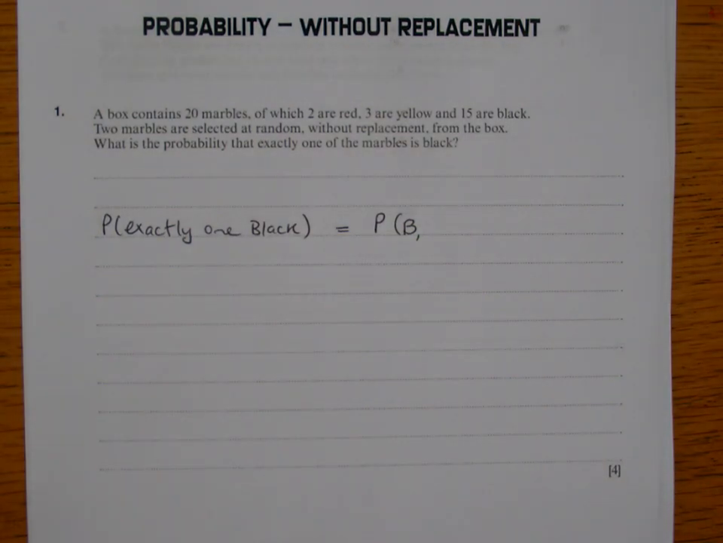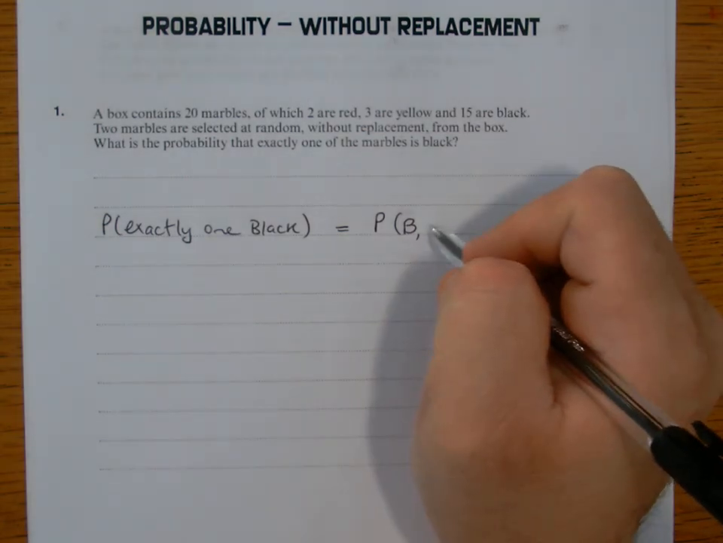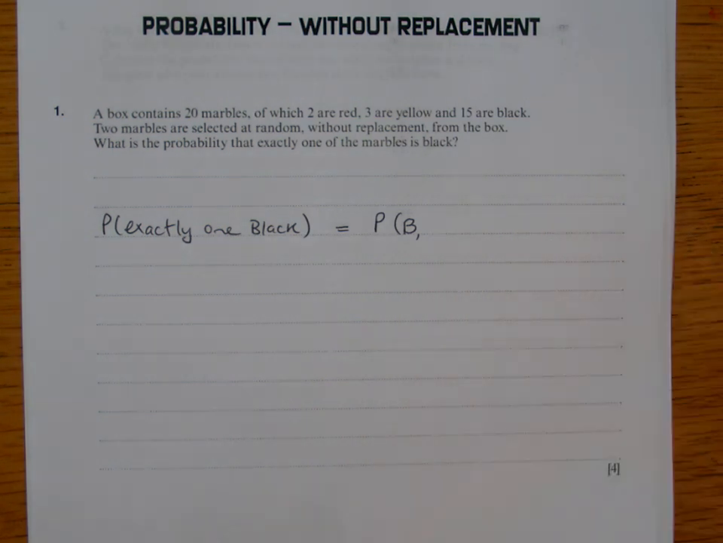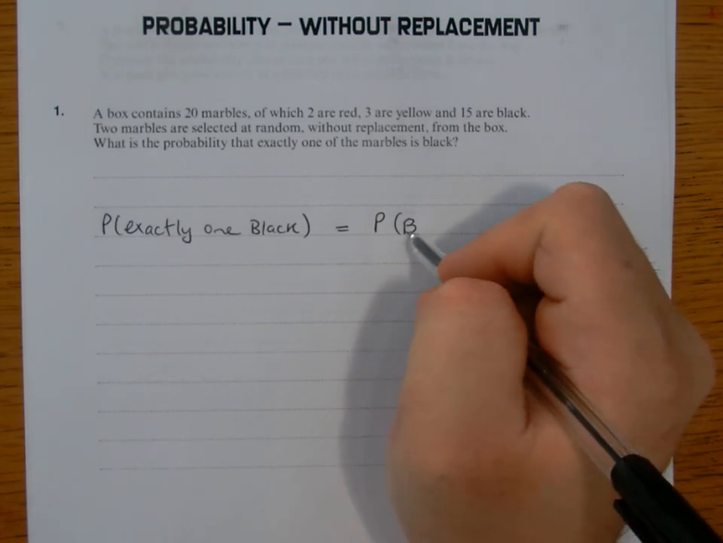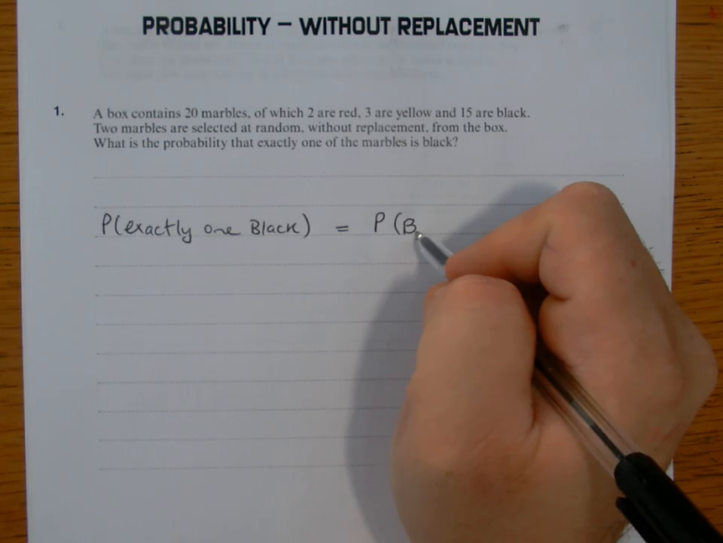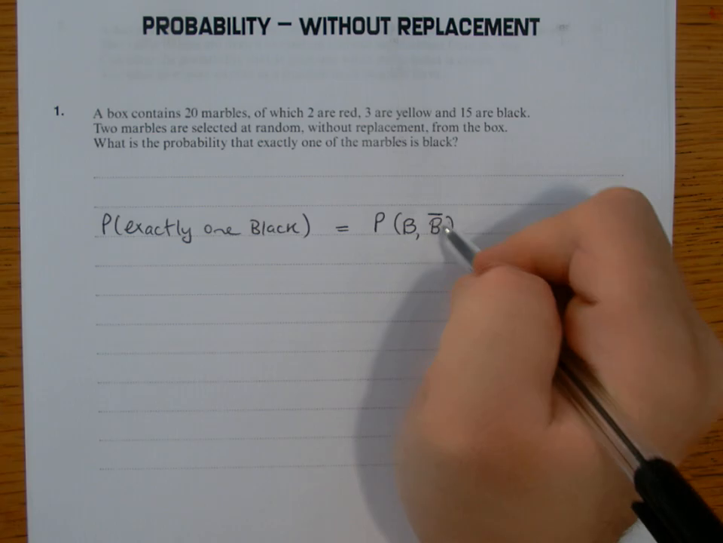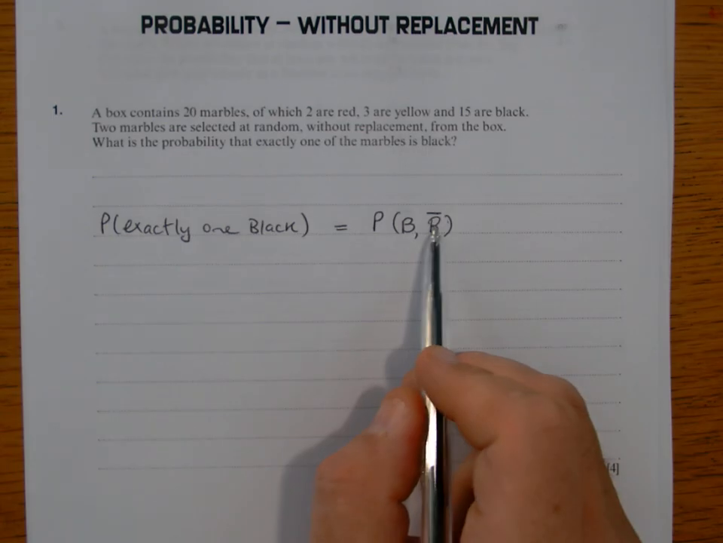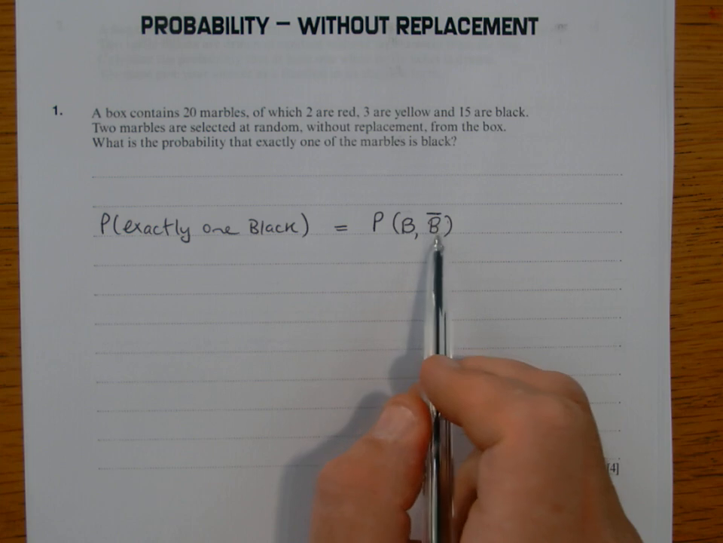So we could actually work out all of these different probabilities. We could work out probability of it being black and then red, or the probability of it being black then yellow. The issue is there's a lot of work to be done there. So what we can do is we can look at it this way. We can say the probability of the first marble being black, okay, but the second marble not black, okay. So we put a line above it there to represent the opposite of black, so not black, and then that will contain all the other possibilities. That will actually wrap up all of the yellow and red, okay.